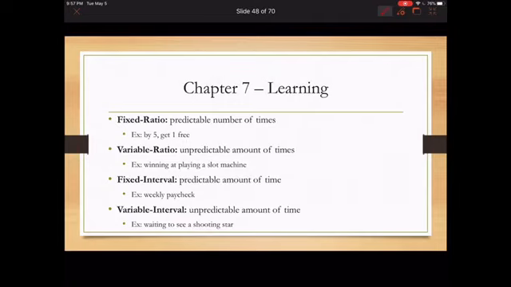Vice versa, though, if you're looking at the variable ratio example, winning and playing a slot machine, this is a ratio, not an interval, because whether or not you win at the slot machine doesn't depend on how much time passes. You can't just sit there and wait for enough time to pass and then all of a sudden the jackpot releases. No, you have to actually pull the lever on the slot machine some number of times to get that reward. So that's how you tell the difference between ratio and interval. Is it dependent on time or amount of times that you do an action?